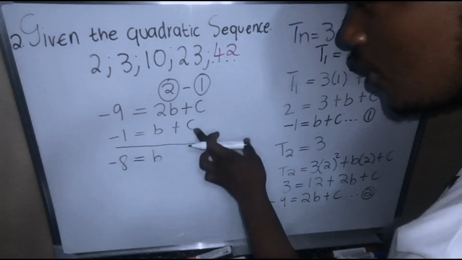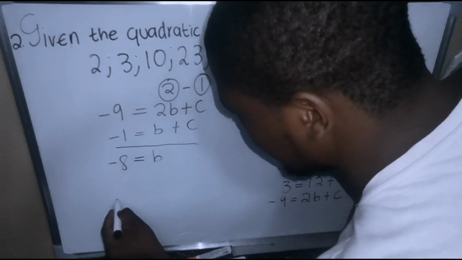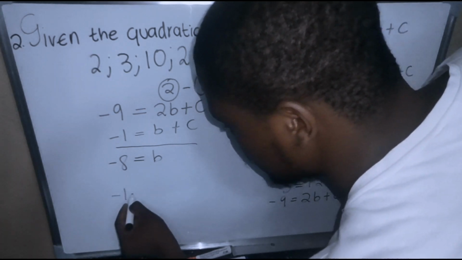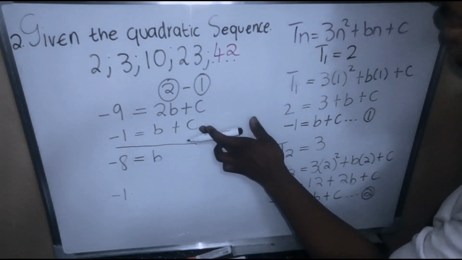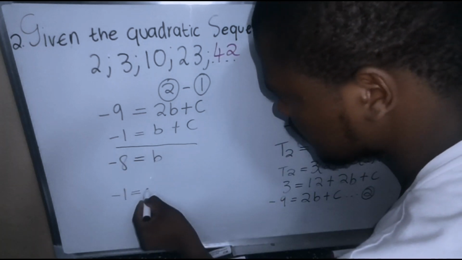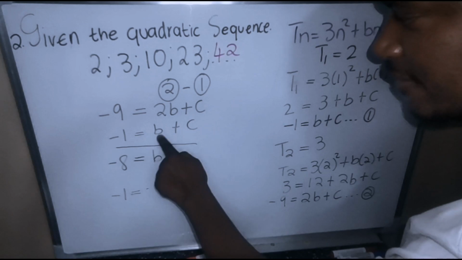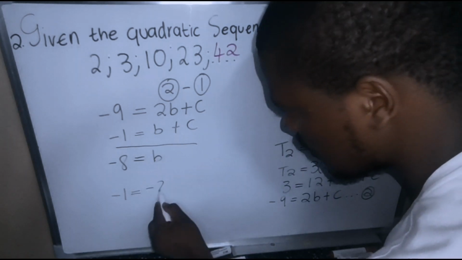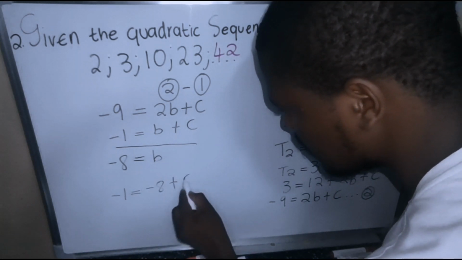The simplest one is this one. I'm going to say, therefore, minus 1. I can use equation number 2, this equation number 1, this one. Negative 1 is equal to, where I see b, I put in negative 8 again, negative 8 plus c.